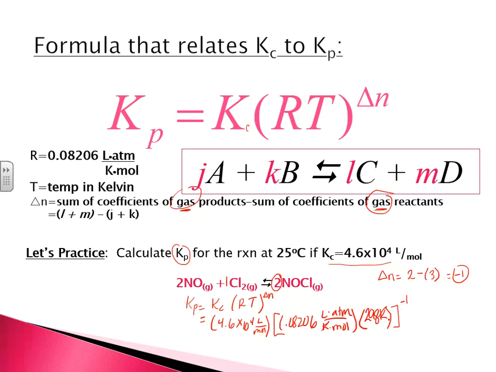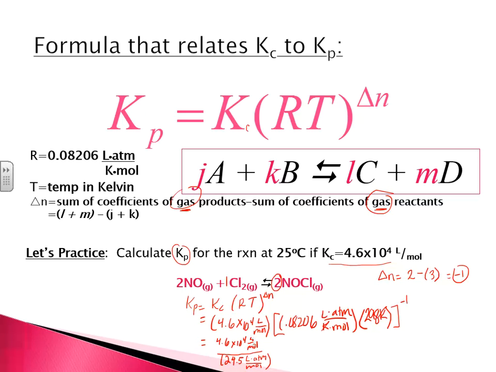Let me just point out that that will be the same as saying 4.6 times 10 to the 4th liter per mole, and if this is multiplied by this value to the -1, it's really being divided by it. I went ahead and got this answer, 0.08206 times 298, and that was 24.5. If you look at what happened here, this left us with liter atmospheres over moles. So I'm going to put this here, liter atmosphere over mole.